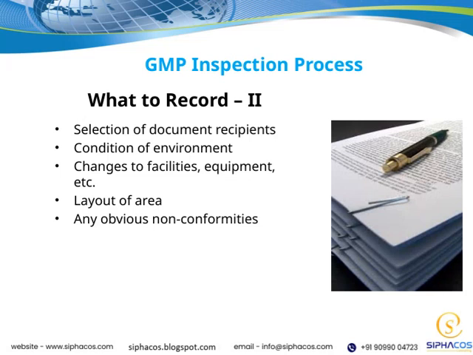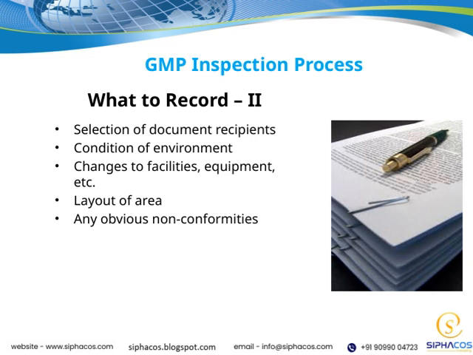Let's go over some important points on what to record during an inspection. First, we need to carefully document the selection of document recipients. This helps ensure that the right people are reviewing the correct information. Next, it's important to observe and note the condition of the environment. A clean, organized, and controlled environment is essential for maintaining GMP standards.